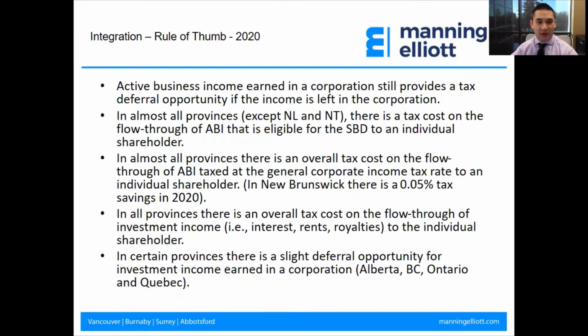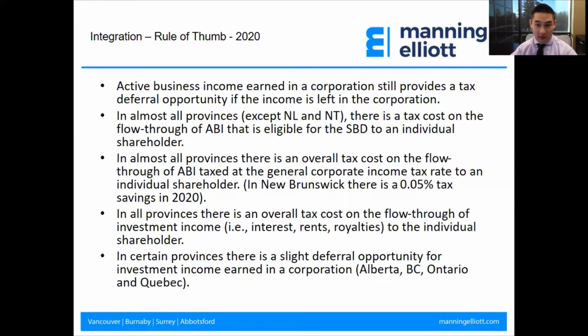Continuing Graham's discussion on corporate integration, there are a few rules of thumb for 2020. The most important one is that active business income in a corporation still provides a tax deferral opportunity, but that tax deferral opportunity only exists if the corporate surplus is left in the corporation.